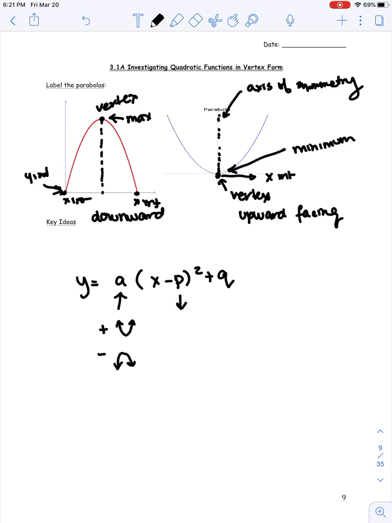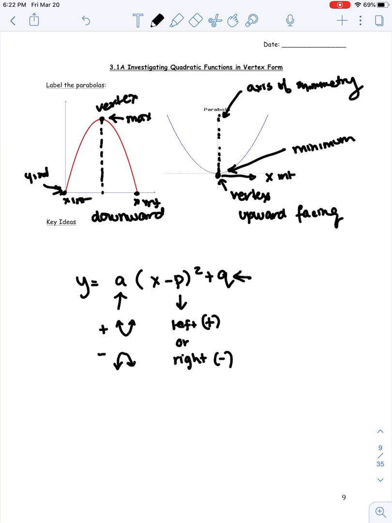And then we have our p-value. Our p-value either moves the graph left or right. What you've got to watch for is that p is kind of the opposite of what you think is happening. If you see a negative in front of p, that actually means you're moving it to the right. If you see a positive in the equation, that means it's moving to the left.